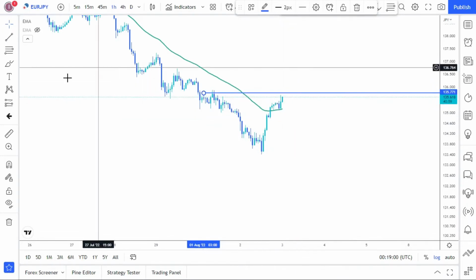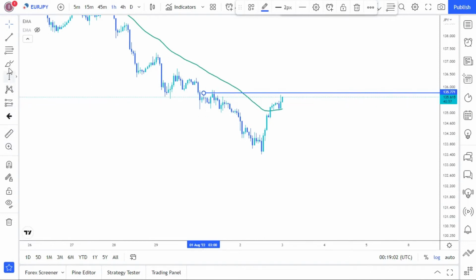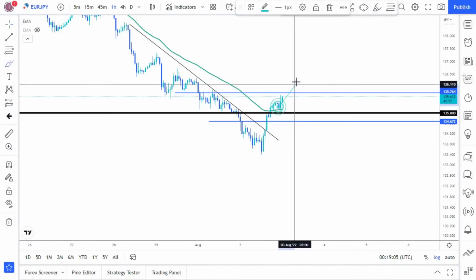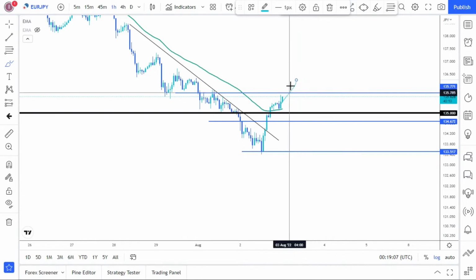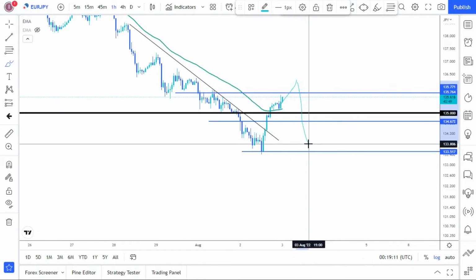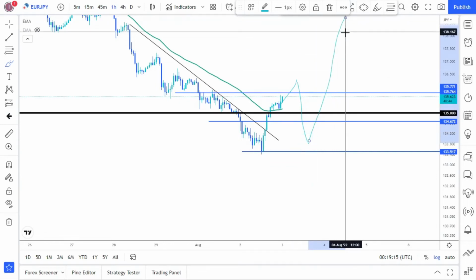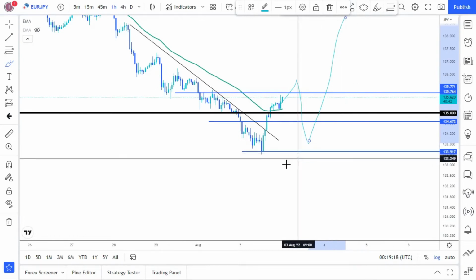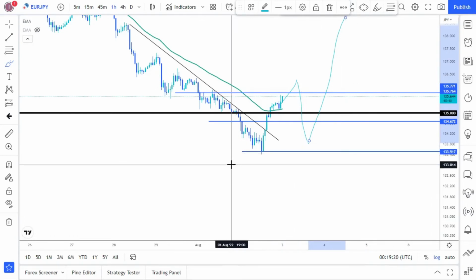Let's say the market would push to this level and maybe come back here to give us a retracement. Then we can have a very big push to the upside. So this is what I'm hoping to get from the market.